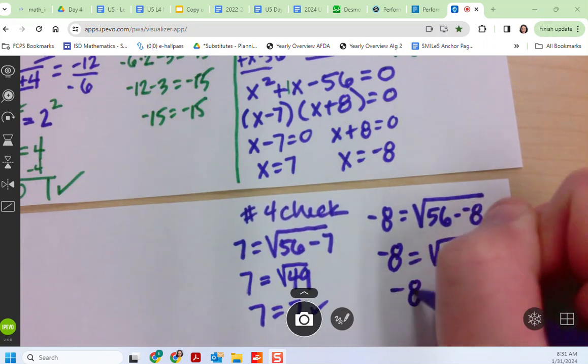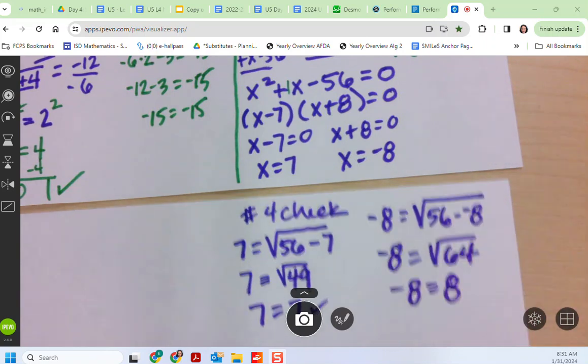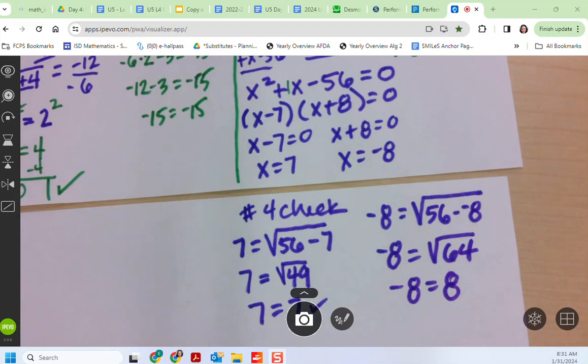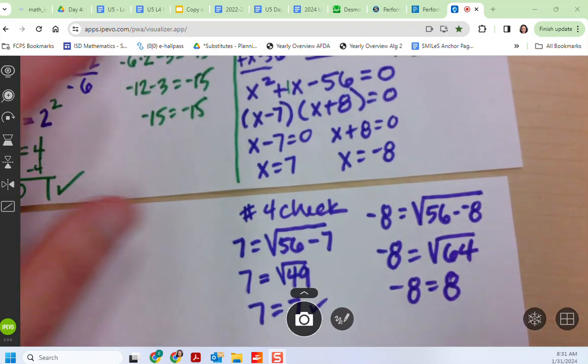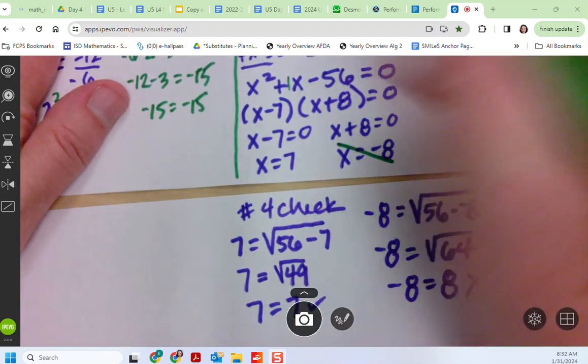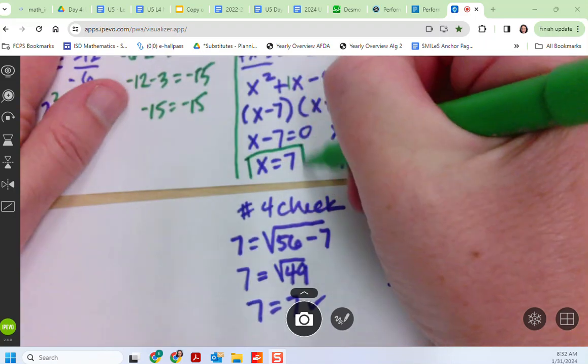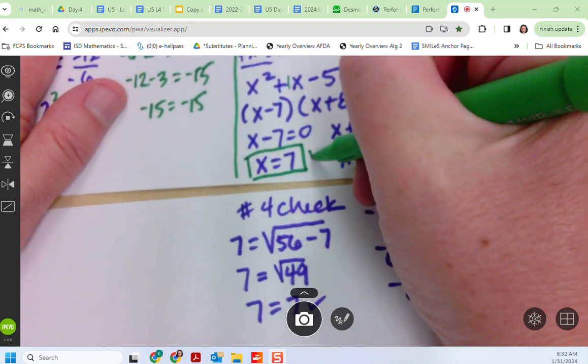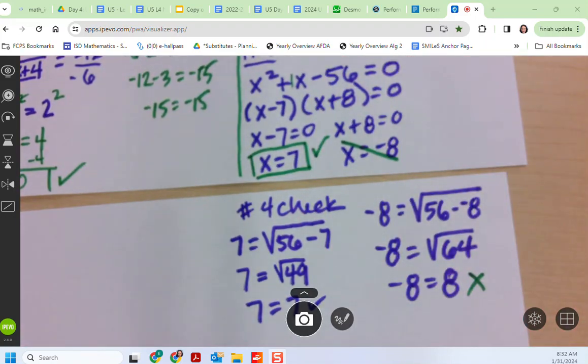Did I not tell you? Sometimes they don't work, right? So even though algebraically negative 8 worked out to be an answer, it's not actually an answer. So we're going to cross this one out and only box this one up. Only one of the answers worked.